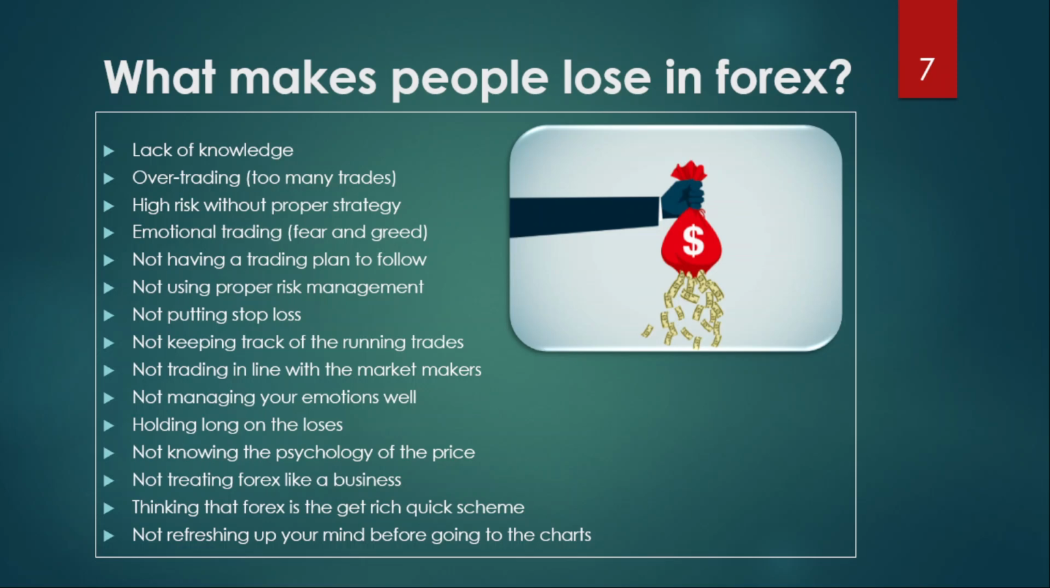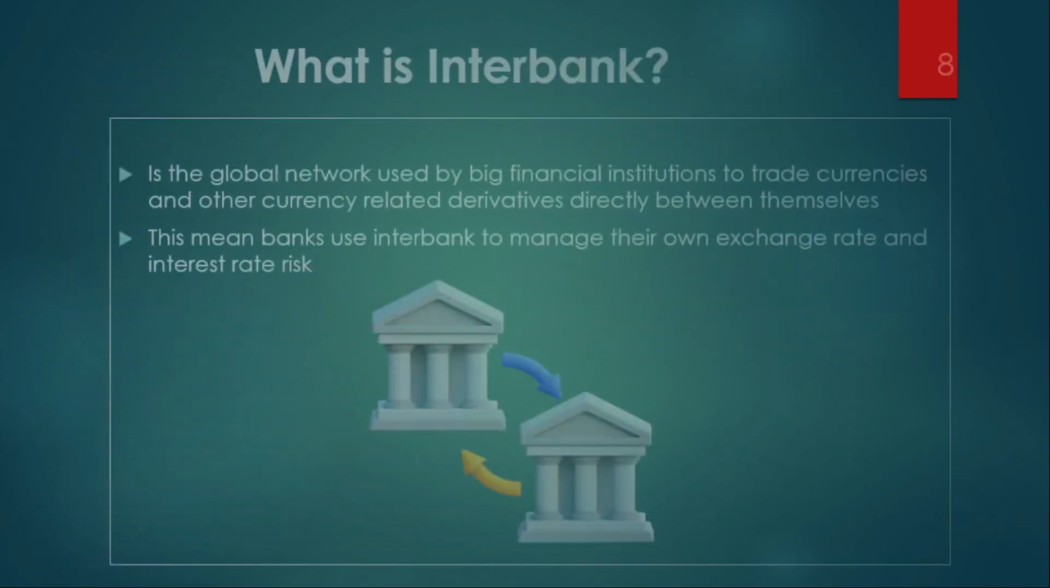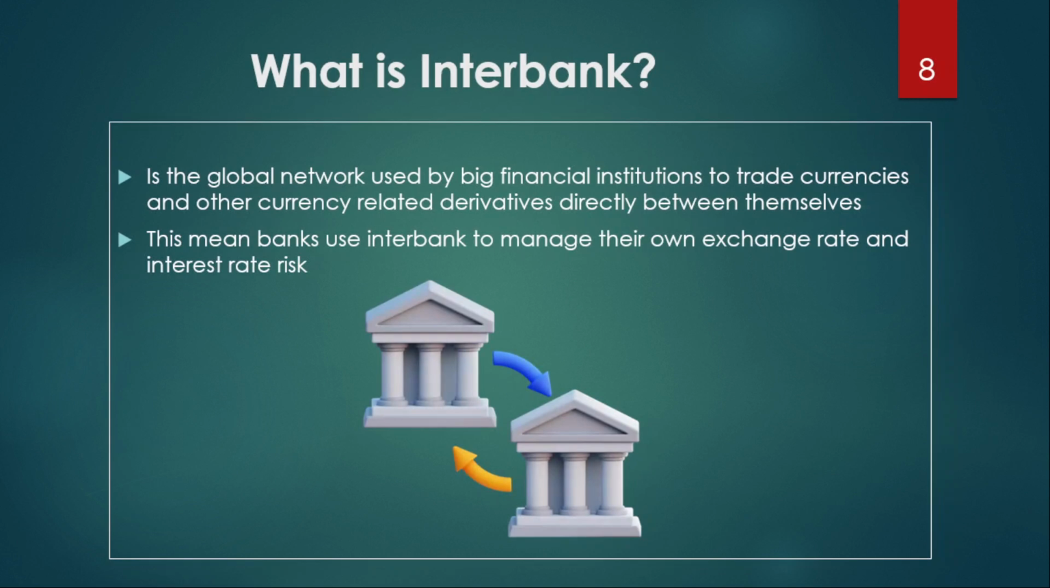Okay, moving on, we will talk about what we are actually talking about when you talk about interbank. The interbank is actually a network used by the big financial institutions to trade currencies and other currency related derivatives directly between themselves. This means banks use interbank to manage their own exchange rate and interest rate risk. Interbank is actually the combination of the biggest banks or central banks that control the price, they control the interest rates, they control the exchange rate, they control the price of the currencies. This is actually what we call the interbank. It's the network of those big financial institutions, and they also control what we call derivatives.